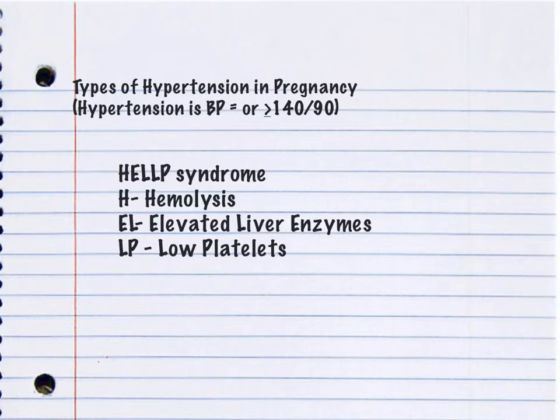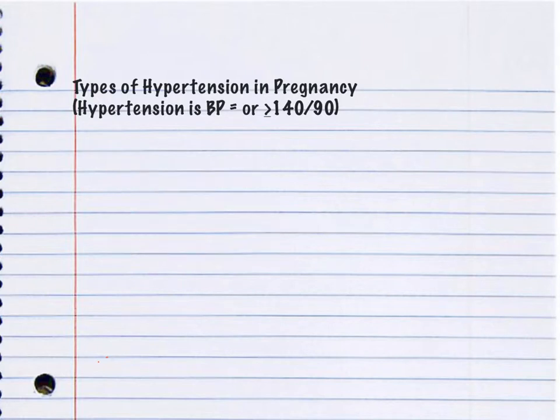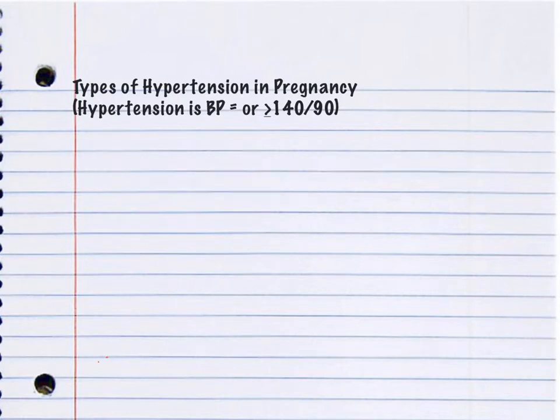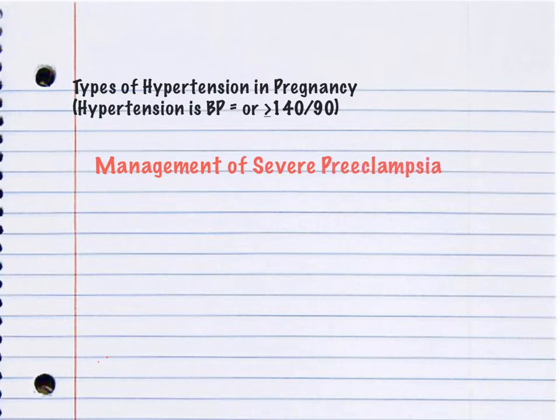Or you can have a mom who goes into DIC. You can have a lot of variations on this. Women bleed to death. They have seizures that don't stop. So HELLP syndrome is something that you really want to be aware of. Once you get into HELLP syndrome, you're really into a place where you have not a lot of choices as far as management. So let's talk about the management of severe preeclampsia, and that includes eclampsia and HELLP syndrome.